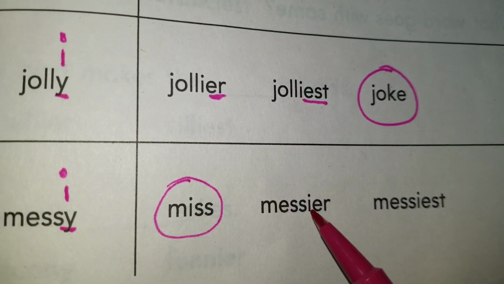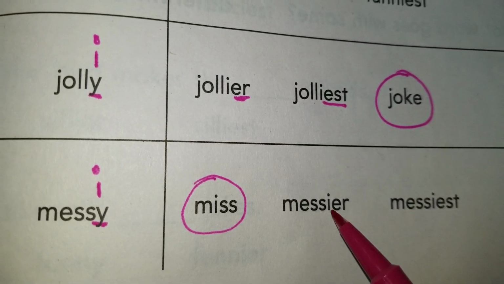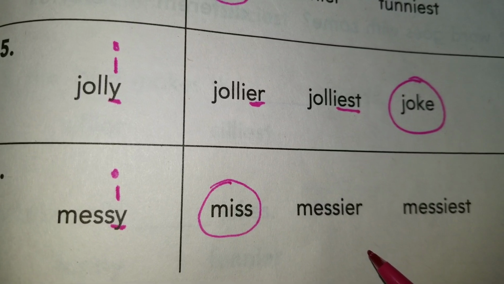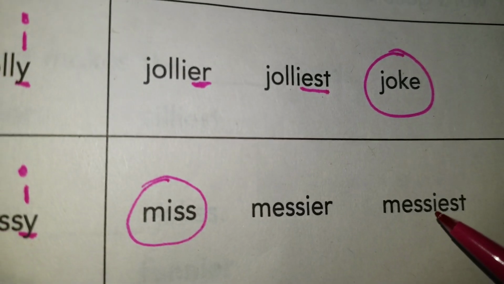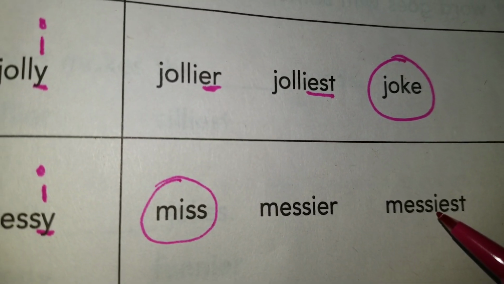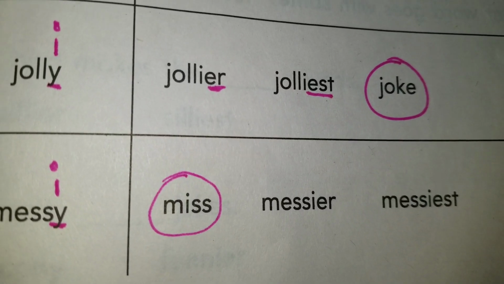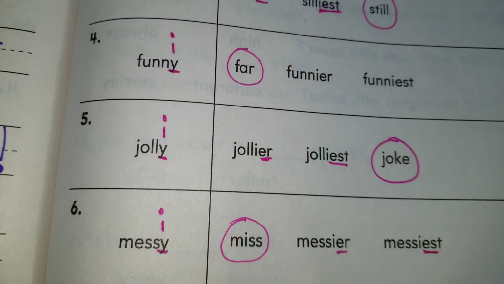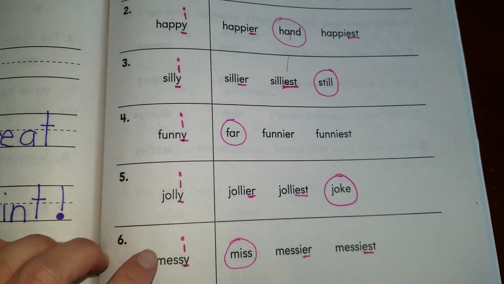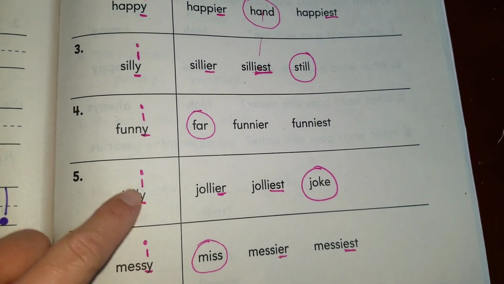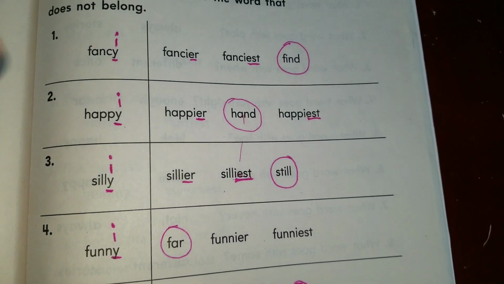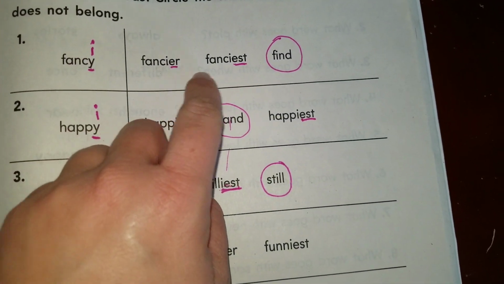And messier, we have the I that was already replaced for the Y, and we have ER added. The I was already replaced for the Y and EST added. So ER and EST. So every time you have Y at the end of an adjective, you are going to replace it with I before you add ER or EST.